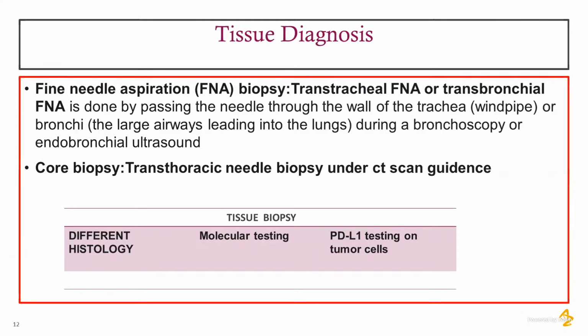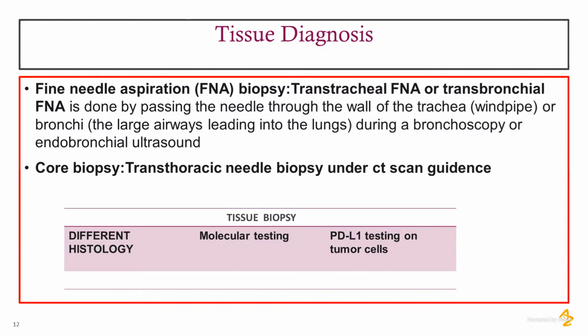For tissue diagnosis, we can have FNA biopsy or core biopsy. For FNA biopsy, we can do it by transtracheal FNA or transbronchial FNA during bronchoscopy or endobronchial ultrasound. And for core biopsy, most of the core biopsies are image guided, mostly CT guided or USG guided.